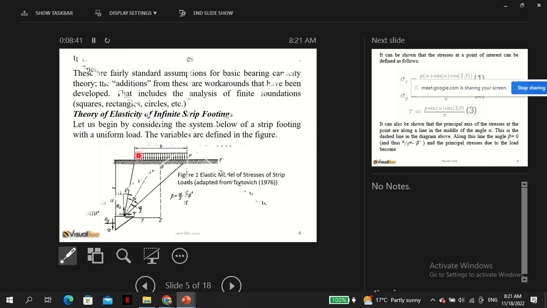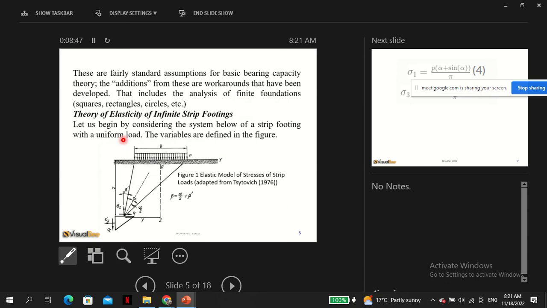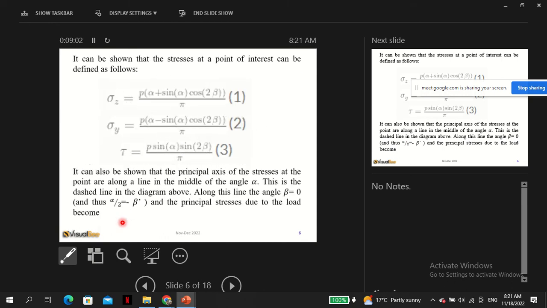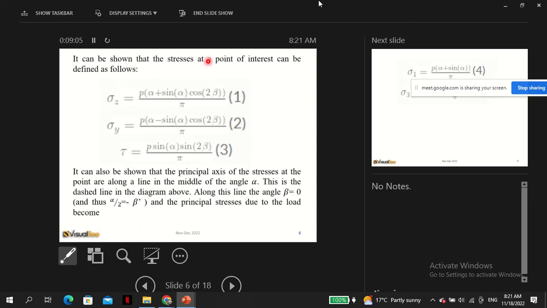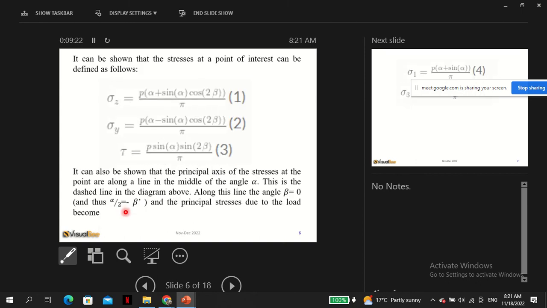That's the first thing. Second, we are interested in sigma Z and sigma Y, the vertical, because by default we already are seeing that sigma Z and sigma Y are the principal stresses. You remember the principal stresses, the maximum stresses, and of course we are interested in the principal stresses and also the shear stress. Remember this, so sigma Z and sigma Y. We can show that the principal axis in fact lies here, right, at the midpoint of the angle.